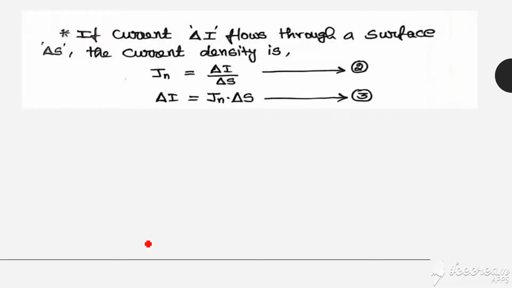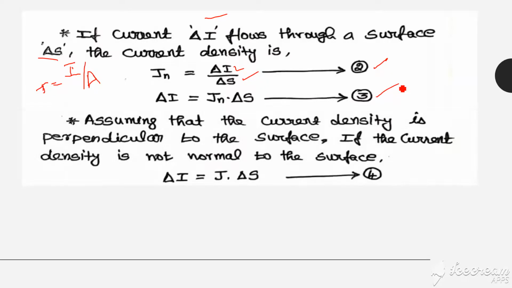Next, assume that a current delta I flows through a surface area delta S. Current density, represented by J, is current per area: J equals delta I by delta S. This is equation 2. Rearranging equation 2, we get delta I equals J_n into delta S. This is equation 3.